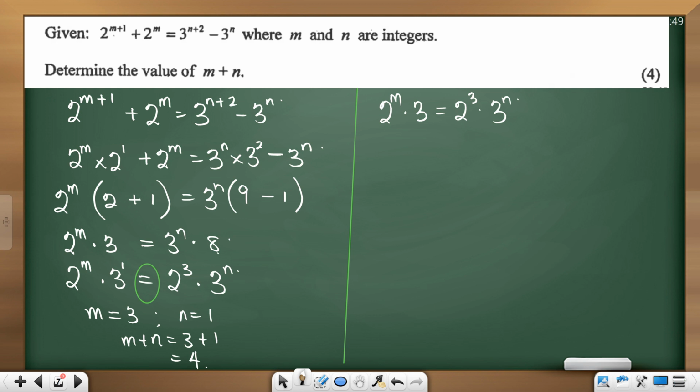No, Zara, this is just things that we should know. We're comparing coefficients, Zara.